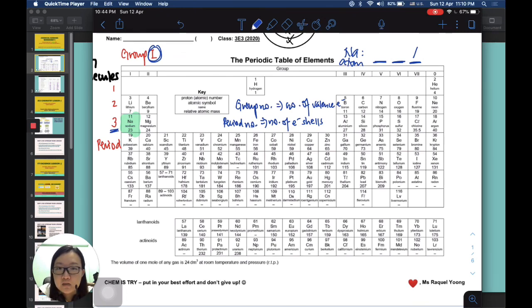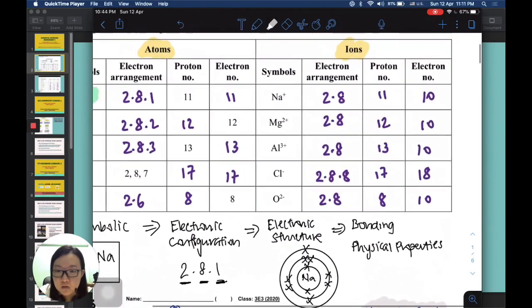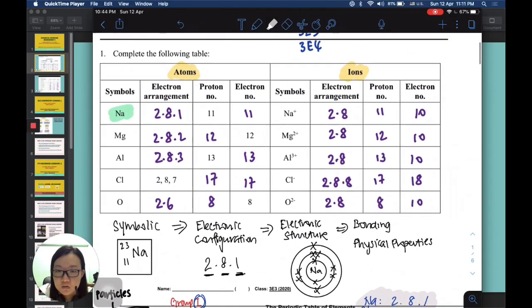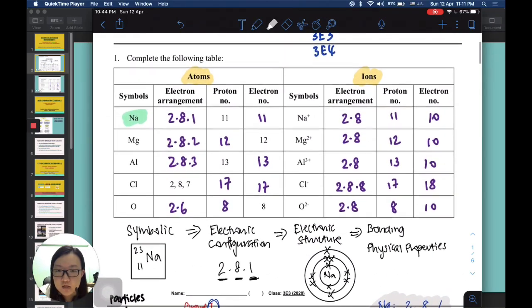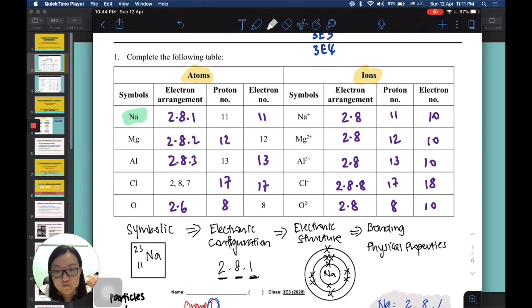So I can safely also say that the inner shell electrons are all fully filled. So the first shell can put 2, and then the second one is 8. Therefore, a sodium atom has an electronic configuration of 2.8.1. Okay, great. Let's move back. So, okay, you can check your answers. There shouldn't be much issues for atoms.